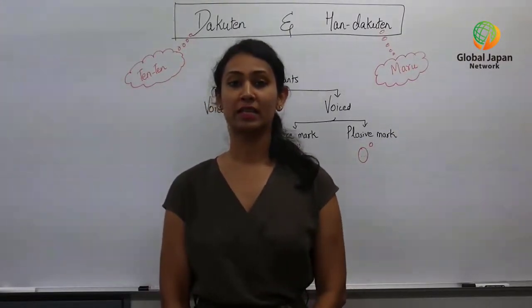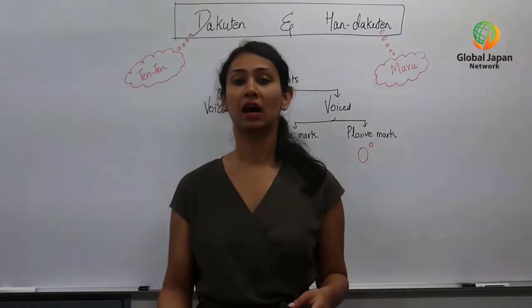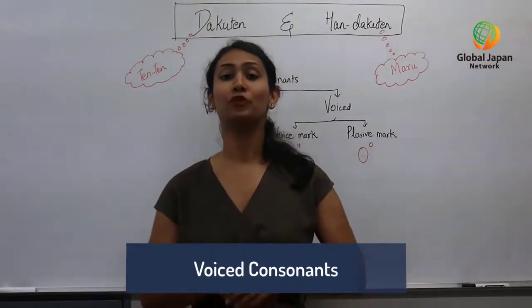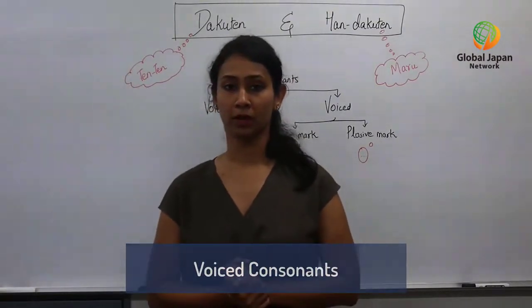We have mastered the 46 hiragana characters, which include the 5 vowels a, i, u, e, o, and the consonants ka, sa, ta, na, ha, ma, ya, ra, wa. Let's learn some new sounds using the hiragana characters you already know.